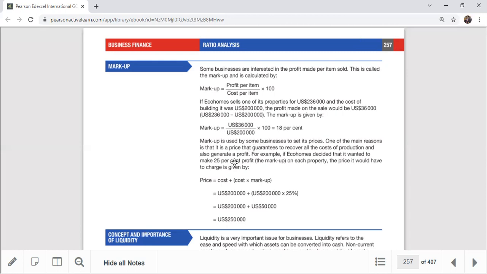So that is what markup is and what we can find out through it. Markup is used by some businesses to set their prices. One of the main reasons is that it guarantees recovering all the cost of production and also generates a profit.